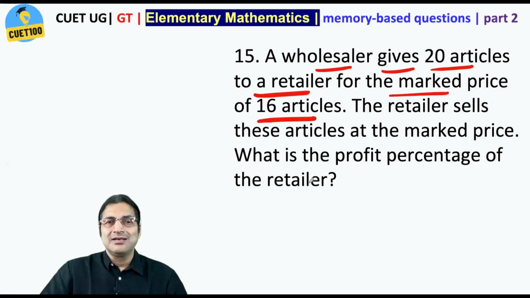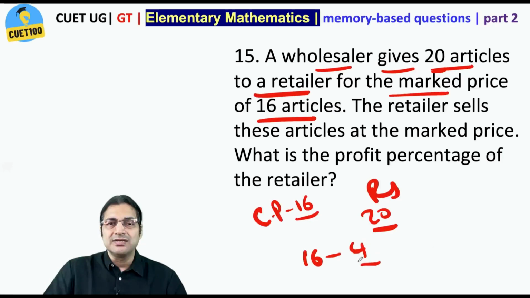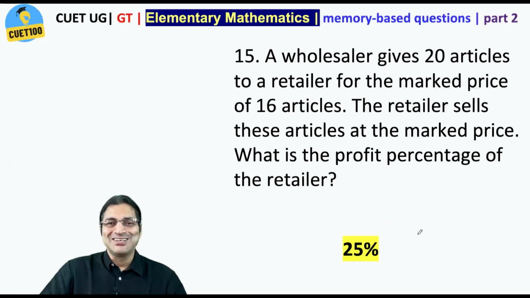All right. Let's assume the marked price of one article to be 1 rupee. So the marked price of 20 articles would be 20 rupees. But this person had to pay the marked price of only 16 articles. So he got it for 16 rupees, but he sold it for 20 rupees because he sold it at the marked price. So on 16 rupees, this person is making a profit of 4 rupees. So this is 25% profit, 1/4. Isn't that easy or difficult? What do you think?